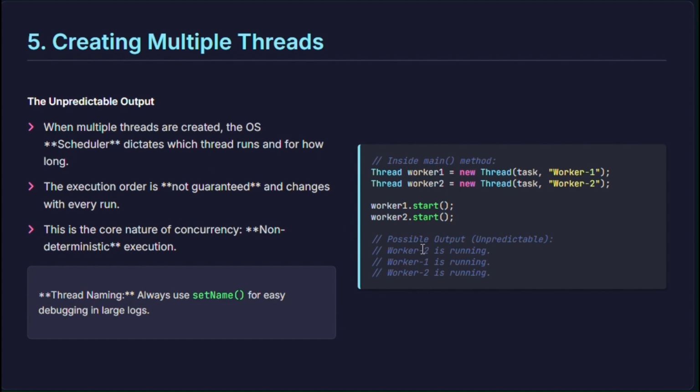Look at the output. Worker 2 prints first, then worker 1, and then worker 2 again. If you run this program 10 times, you might get 10 different output patterns. This is the definition of non-deterministic execution. In complex applications, generic names like thread 0, thread 1 are useless for debugging. Always use setName or the constructor to give your threads meaningful names like database coworker or file compressor. It is the key best practice.